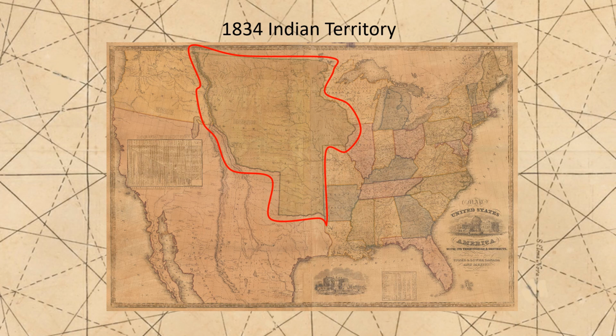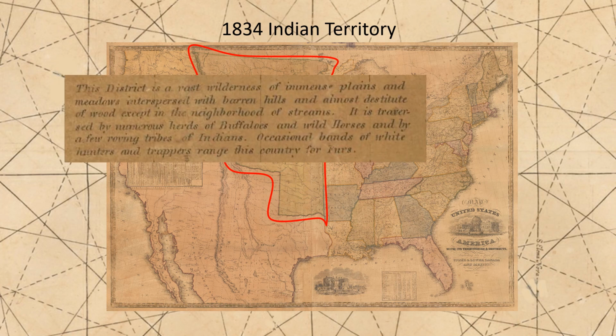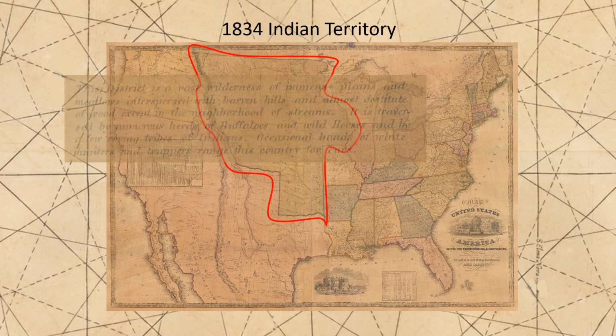Much of this region had been named by Stephen Long as, quote, a great desert, and it was described on this 1833 map as, quote, this district is a vast wilderness of immense plains and meadows interspersed with barren hills and almost destitute of wood. That is, these lands were considered to be of no use to anyone, and so good enough for the Indians.